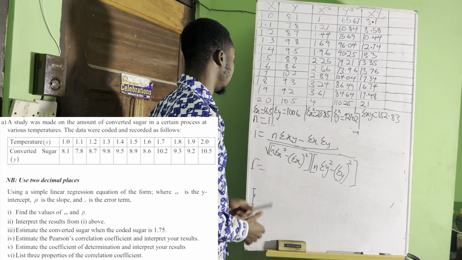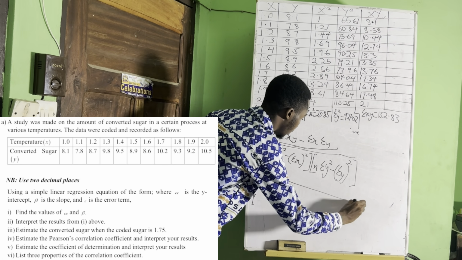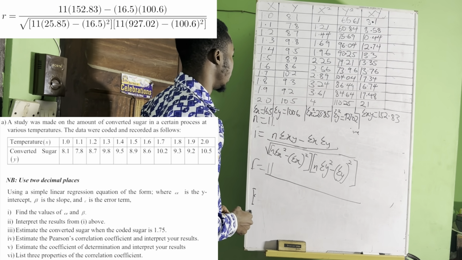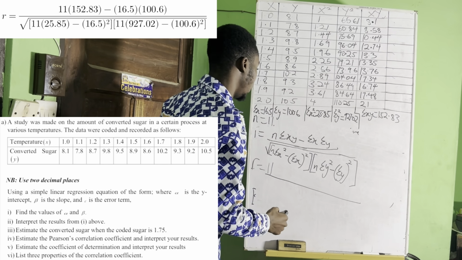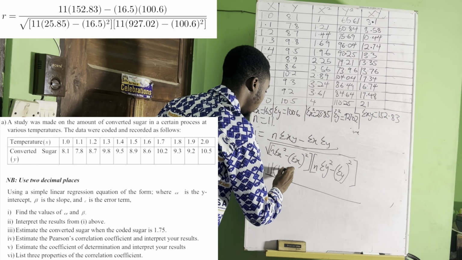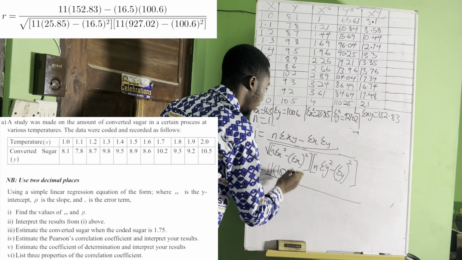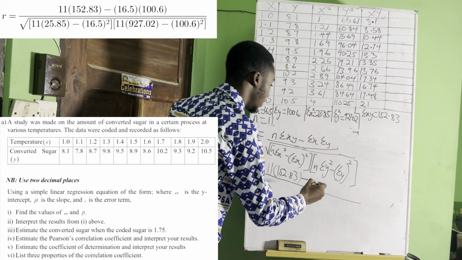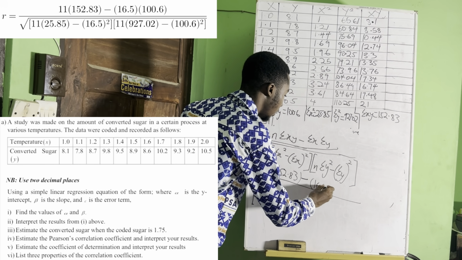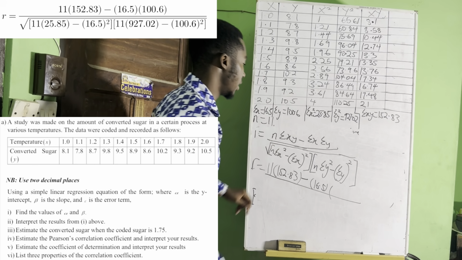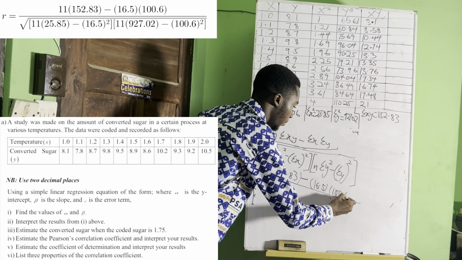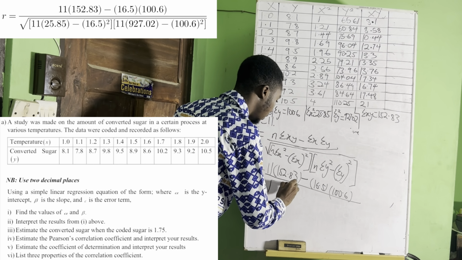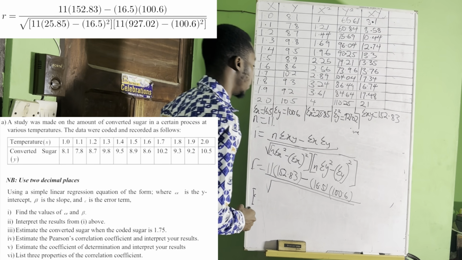So the formula is n. What is n? It is 11. Then sigma xy. What is sigma xy? It is here, 152.83. So into brackets 152.83, close brackets. Then minus sigma x sigma y. What is sigma x? 16.5. So into brackets 16.5, then times our sigma y, which is 100.6. Then over, we have the square root. Everything in the denominator will be under a square root. Don't forget.